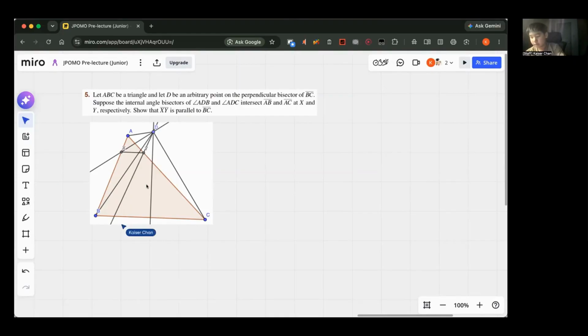So to start, I'll just mark the angles here. So these two angles are congruent. And also, these two angles, okay, hold on. These two angles are also congruent due to the angle bisectors. So our goal here is to show that XY is parallel to BC. I'll let you guys think about this first for a few minutes.